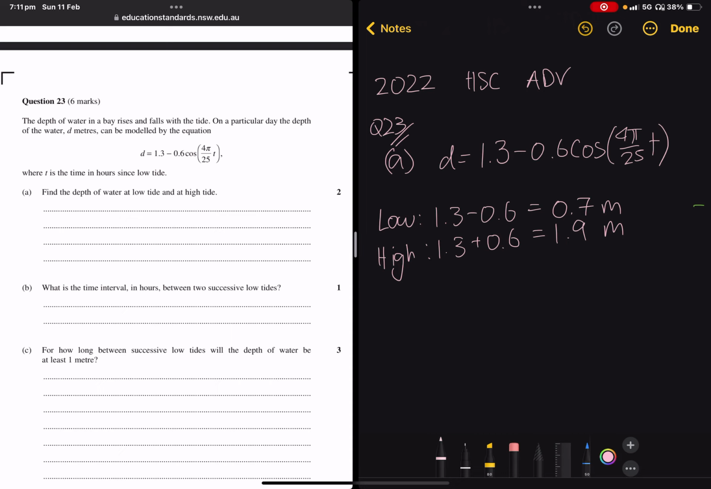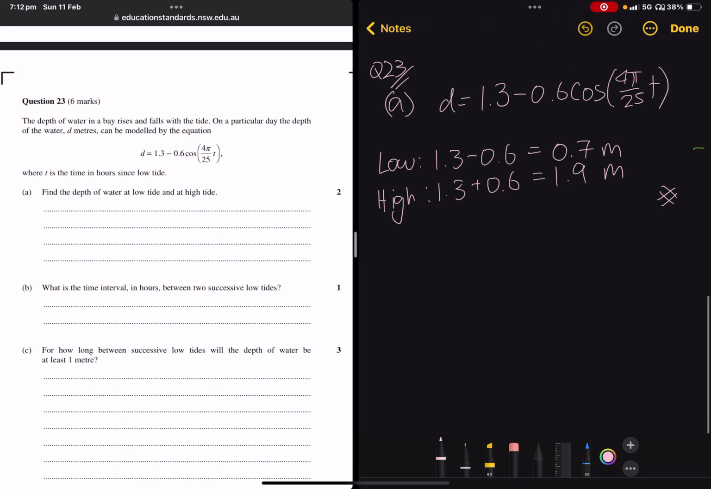So this is just based on correctly identifying the movement of a wave. It can only vary by up to the amplitude away from whatever its origin is. So these are the answers for part A.